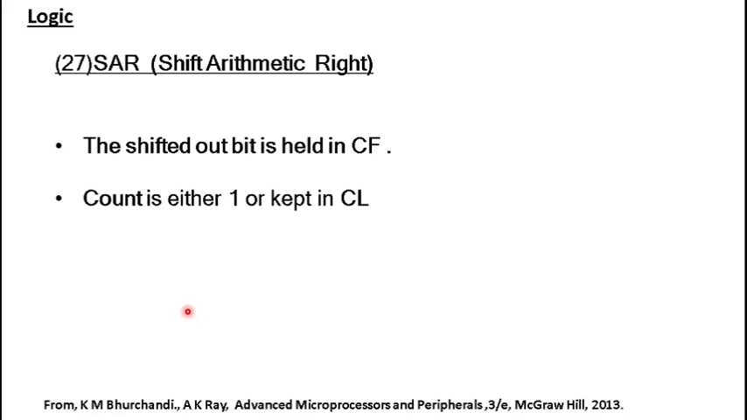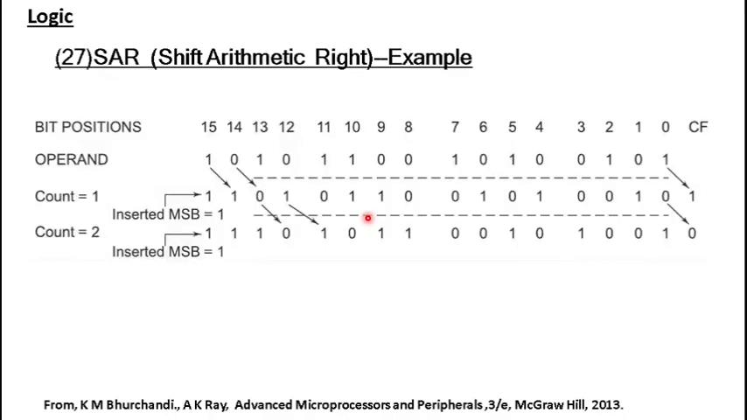As usual, the right shifted bit, the bit that ejects out from the LSB, will be held in the carry flag. The count you can specify either as the immediate value 1 or as any value which can be specified in the CL register. So let's see an example of shift arithmetic right. This is the operand that has to be right shifted. Suppose we are right shifting it by one place.